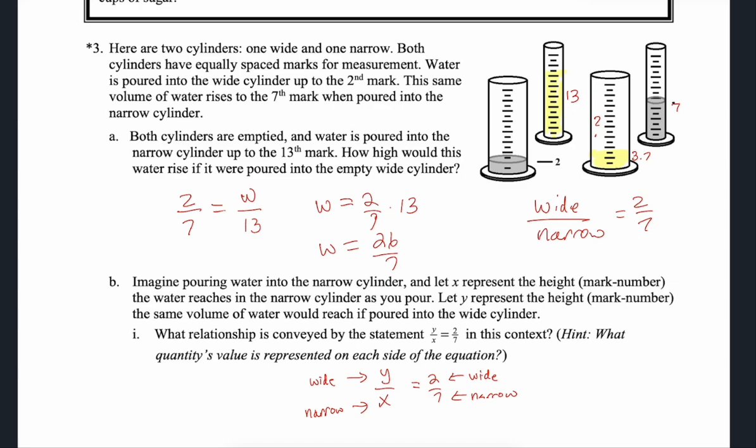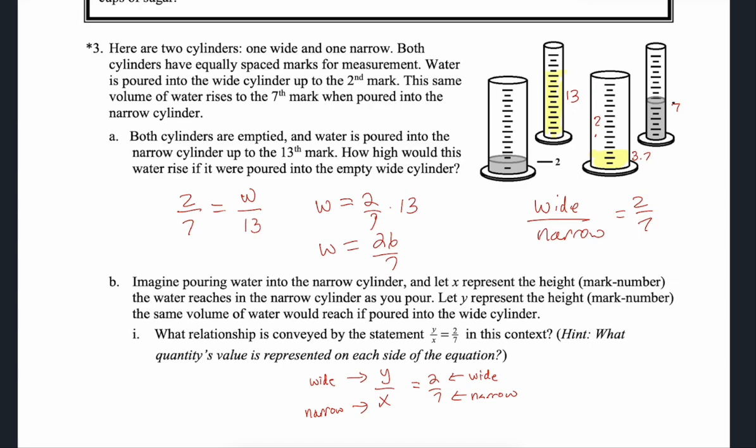Maybe this is just me, but how do you come up with the idea to make the fraction like that? Like, how does it even come to your mind to put it wide over narrow? So you don't have to keep it wide over narrow. That's a good question. Because there is a relationship relating the wide and the narrow cylinders, you can decide to put it narrow over wide. I could decide to put it wide over narrow.